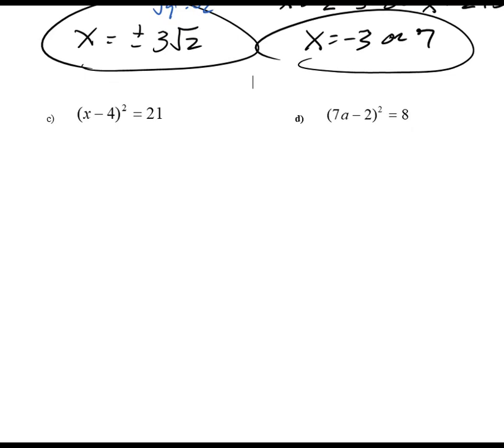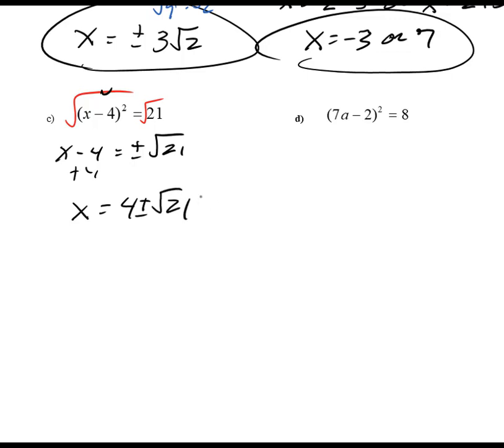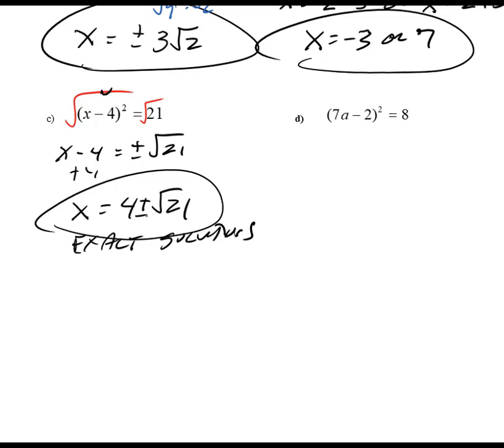All right, so for C, again, we have a perfect square term on the left, so we take the square root of both sides. The square root property would give us x minus 4, and that would equal plus or minus the square root of 21. So to solve for x, we would add 4 to both sides. We would get x equals 4 plus or minus the square root of 21. So these would be the exact answers, exact solutions.